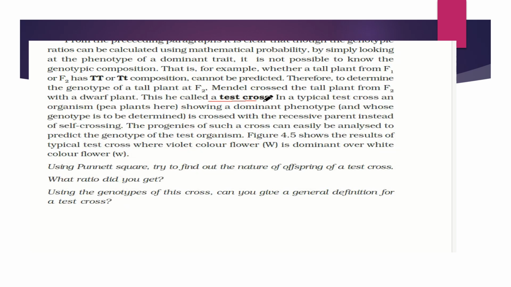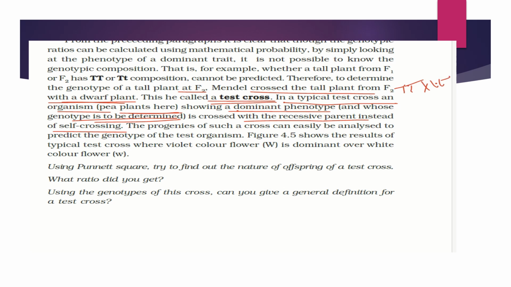We started with this test cross, what Mendel did. That is, he did a cross in F2 generation, that is, he crossed a tall plant from F2 generation with a dwarf plant, right? So in a typical test cross, an organism, pea plants which are taken here, showing a dominant phenotype and whose genotype is to be determined. Here we have seen a dominant phenotype. So all are tall and one is dwarf, but we want to know the genotype, right? So it is crossed with a recessive parent instead of self-crossing. So it is a test cross. So a tall plant is crossed with a dwarf plant. So it is a test cross.